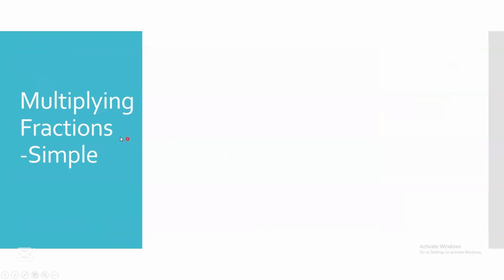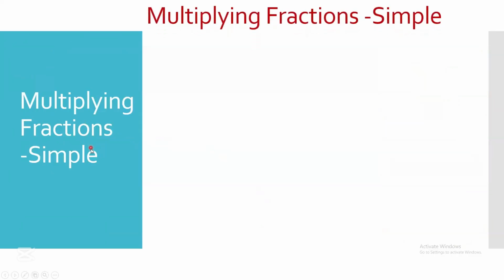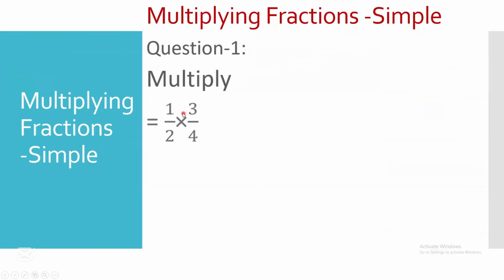My dear students, now see the start of the class, multiplying fractions, simple multiplication. If you have a question like this one, 1 by 2 multiply 3 by 4, what you have to do is check whether it is possible to divide up and down or not. You cannot, these numbers cannot divide up and down. So you have to multiply up with up, 3 with 1, and 2 with 4. Now you see 3 ones are 3, 2 fours are 8.